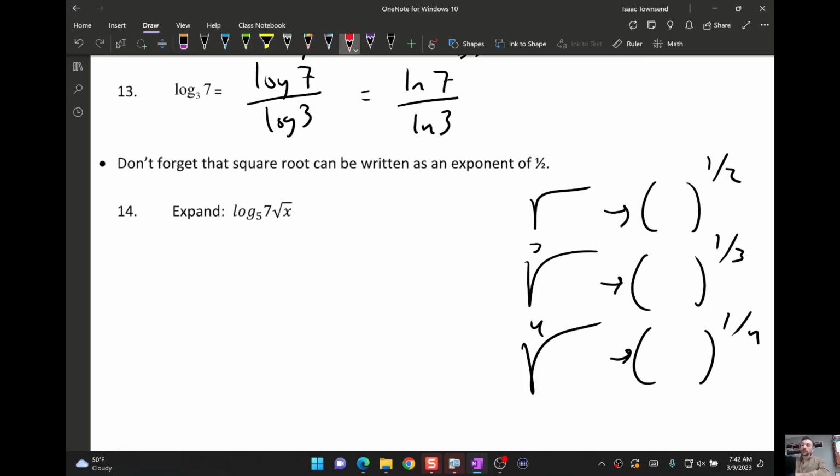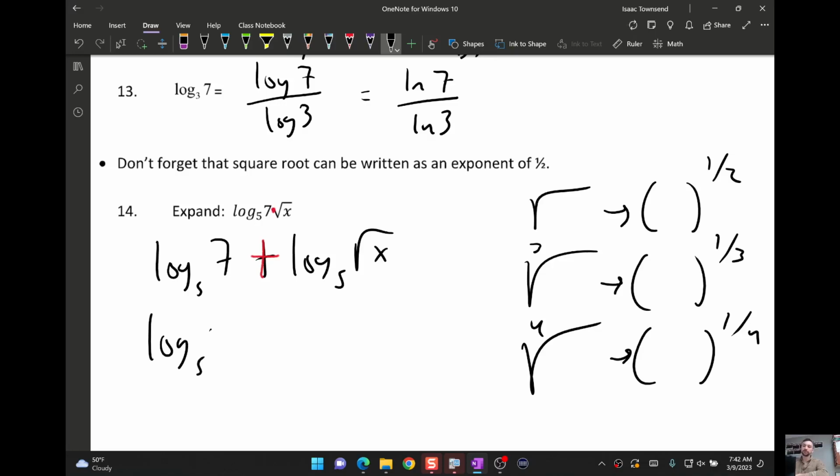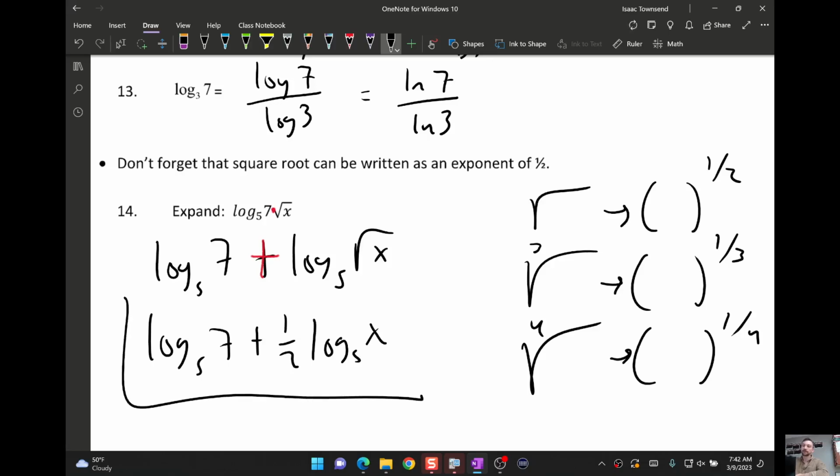For example, if you were asked to expand this, you would do log base 5 of 7 plus log base 5 of square root of x, because multiplication expands as addition. But because in expanding you're supposed to bring down your exponents, the answer is going to look like this. Because you can think of square root as an exponent of a half, and because that's an exponent and you're expanding, you should bring it down before you circle your answer.